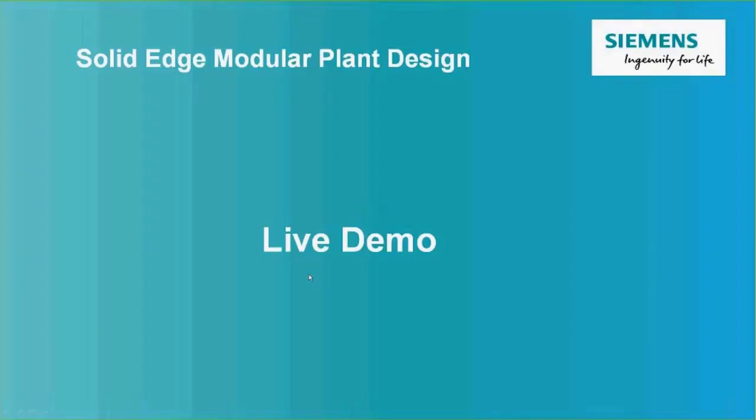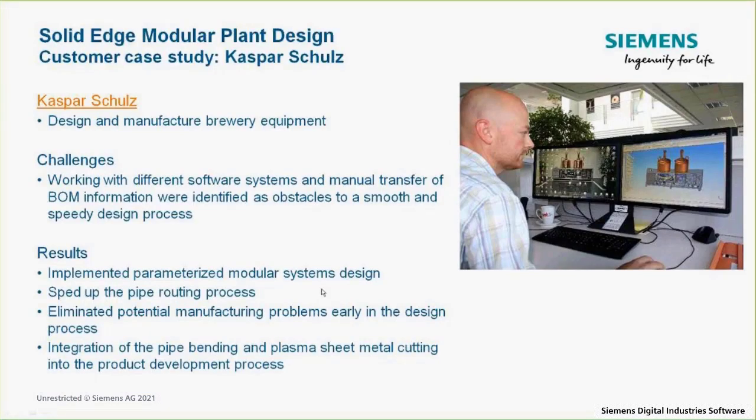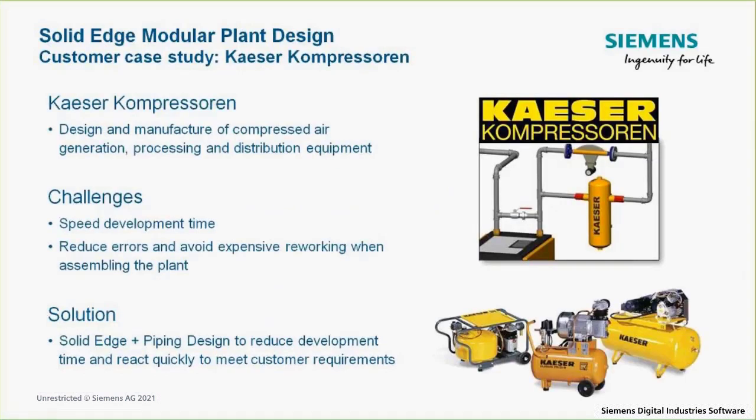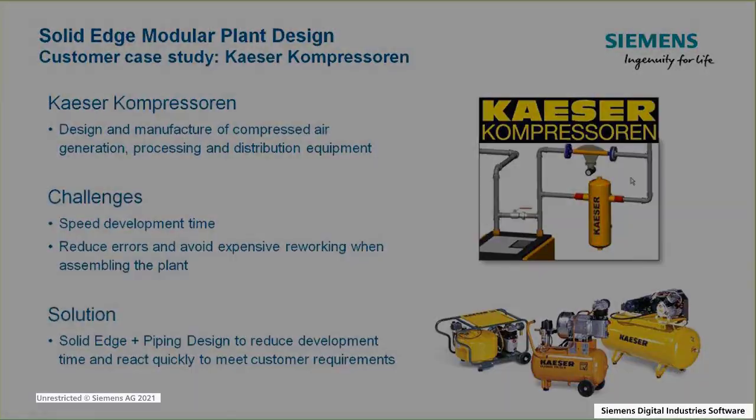And if we come back and look at some of our customers, we average a 30 to 50% time savings. These guys here, a 1,000-year-old brewery company, were experiencing it 3 times because of the many different pieces of software that they were using, as well as maybe another company here that makes compressors, but they also do large systems that have a lot of intricate piping and tubing involved.